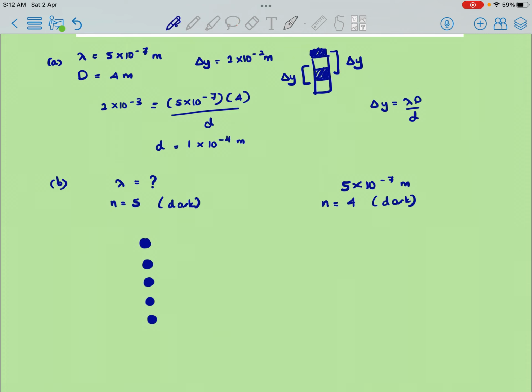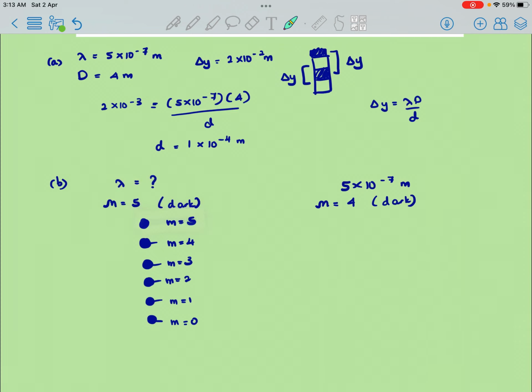So this one, m equals to 0, m equals to 1, m equals to 2, m equals to 3, m equals to 4. So this one is m equals to 5. Sorry, we use m because this is double slit. So when this light is used, it gets a result like this, where it gets m equals to 5 here.